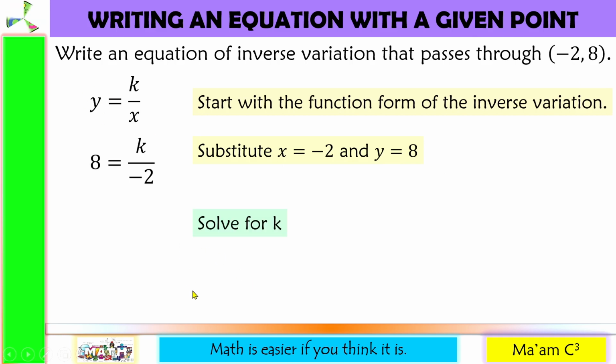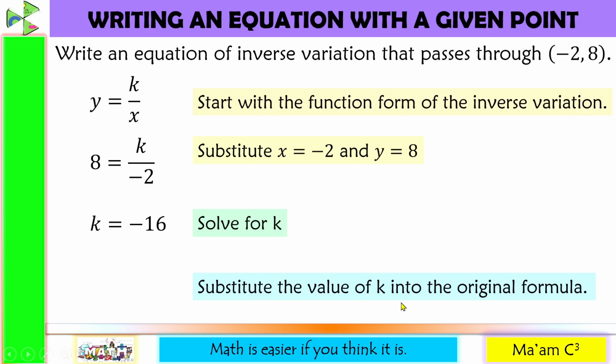Then let us solve for k. We can do that by cross multiplication. So k is equal to 8 times negative 2, and that is negative 16. And last step, substitute the value of k in the original formula. So we have y is equal to negative 16 over x.